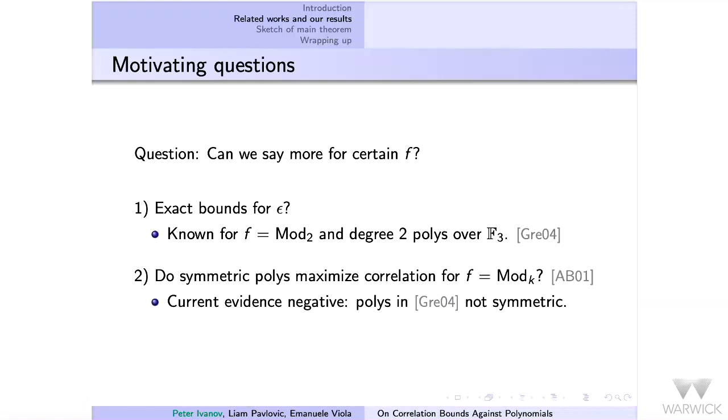Another question you can ask is for the mod k function, whether symmetric polynomials maximize the correlation. I think it's a natural thing to consider because mod k functions are symmetric in some sense. However, the maximal polynomials in Green's paper were not symmetric. So the current evidence to this question is negative.